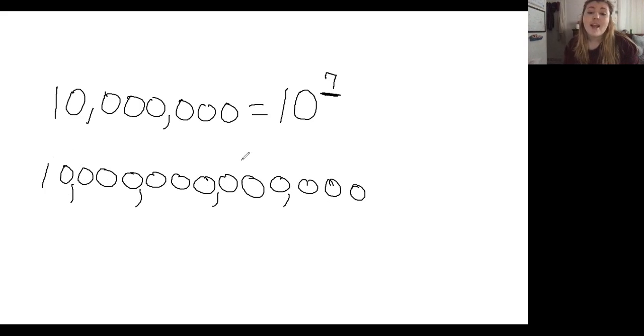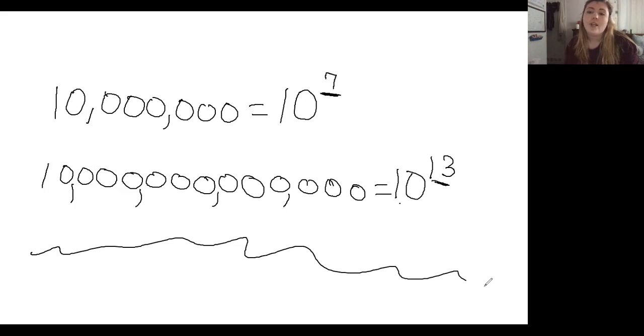And instead of having to write out this whole big number or multiply 10 a whole bunch of times, you can just say, okay, well, there's 1, 2, 3, 4, 5, 6, 7, 8, 9, 10, 11, 12, 13. 10 to the 13th power. This is the same thing as writing out 10 multiplied a whole bunch of times.